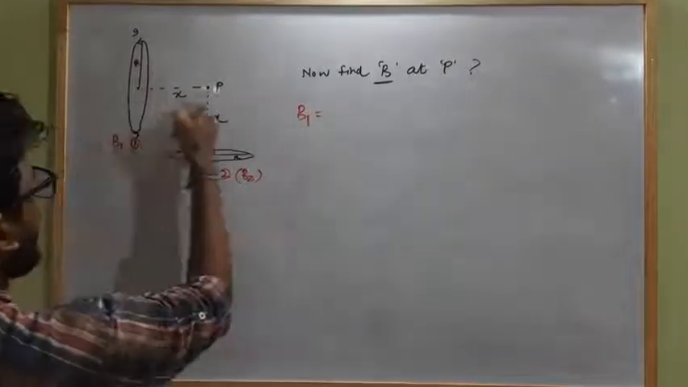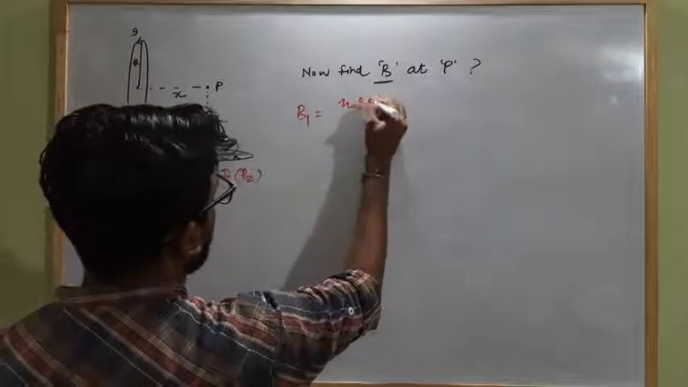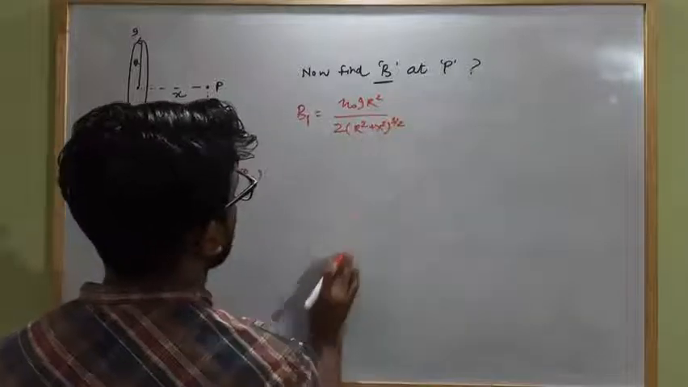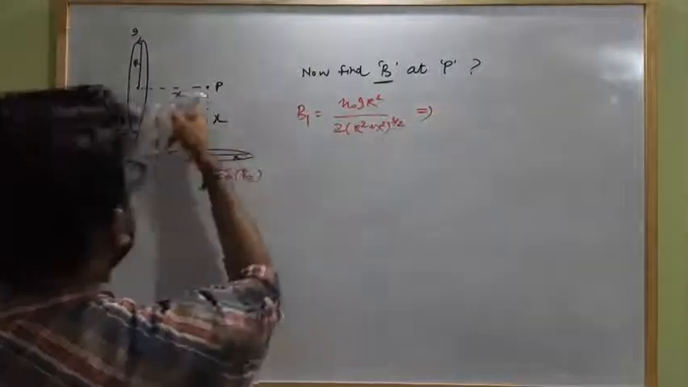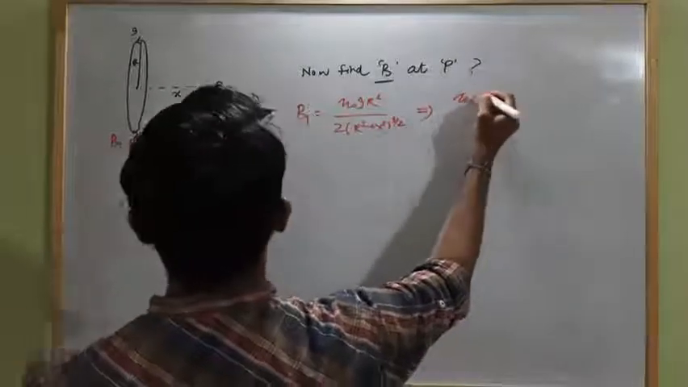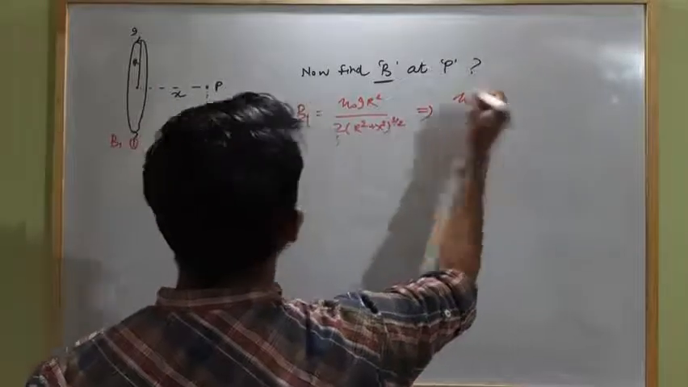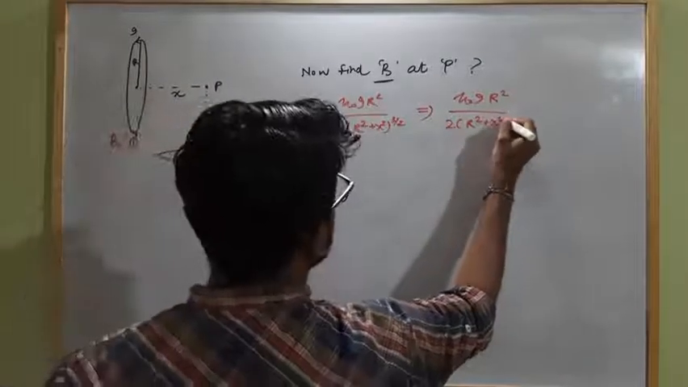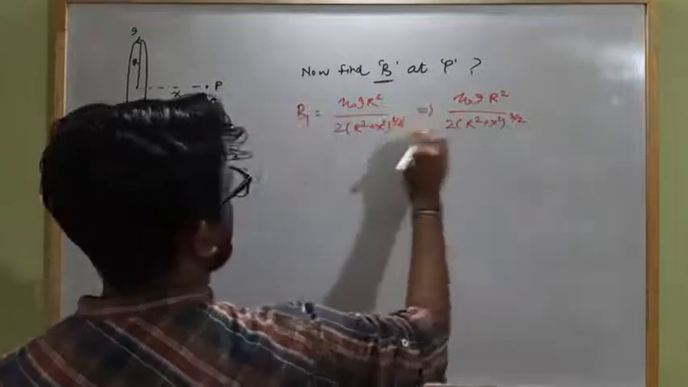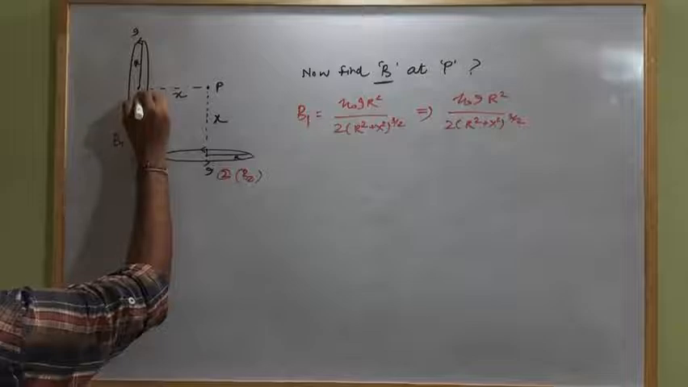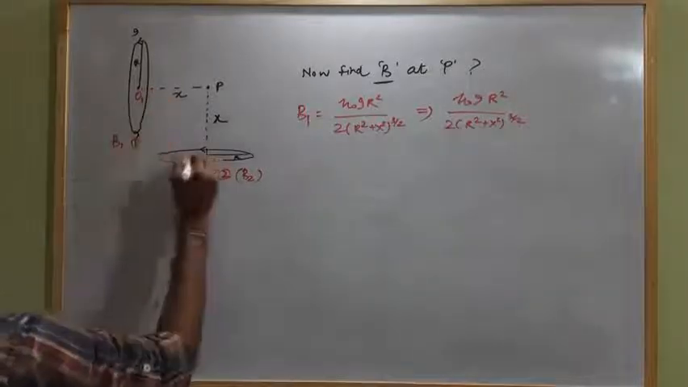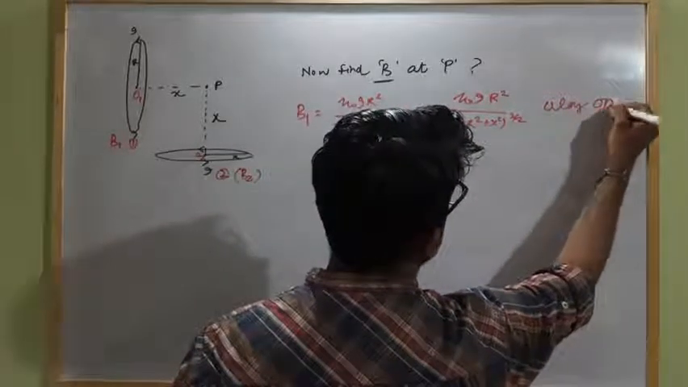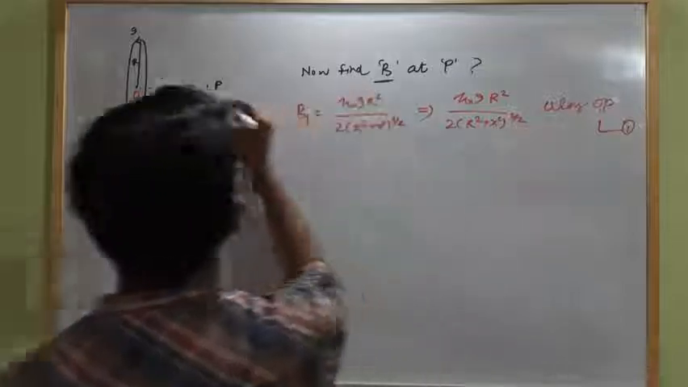What is B1? The axial point formula will be mu naught I R square divided by 2 into (R square plus x square) to the power 3 by 2. So for this case it will be mu naught I, where I is the current flowing through it, R square, radius R, divided by 2 into (R square plus distance x square) to the power 3 by 2. Same as this formula. Direction will be along O1P. Clear? Let it be equation 1.